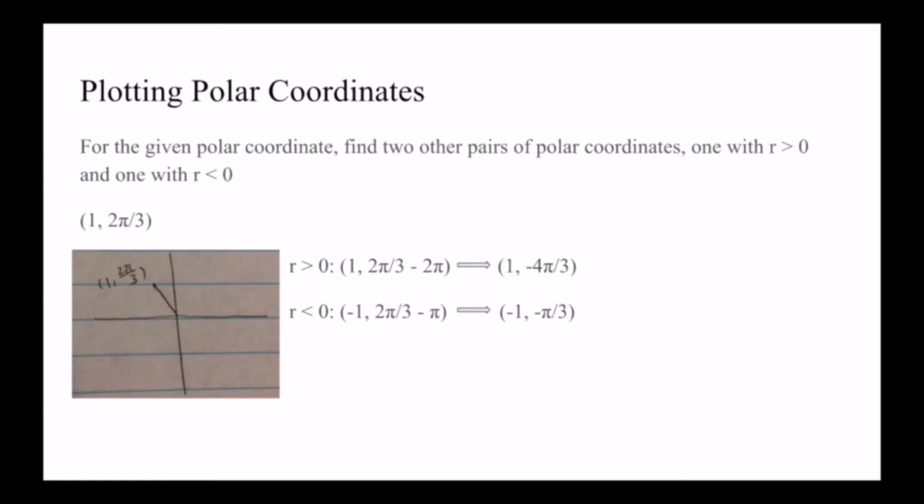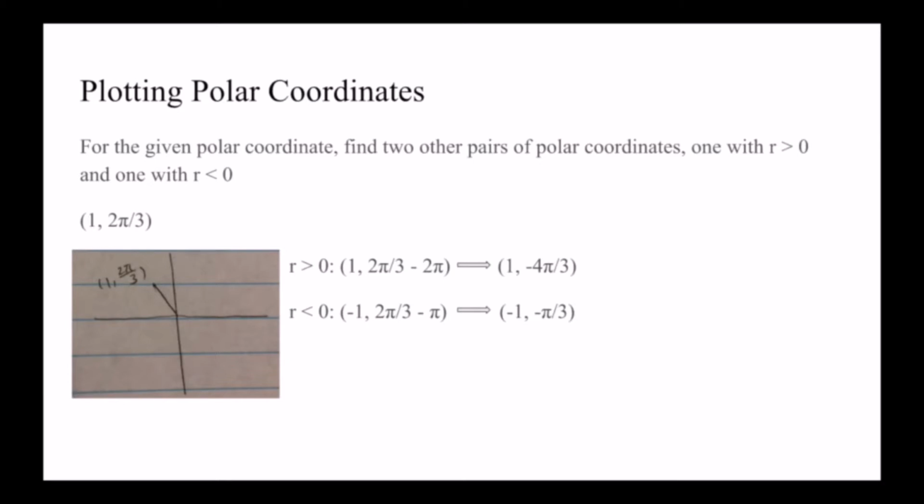Continuing on from plotting polar coordinates, if given a question that asks you to find two other pairs of polar coordinates, one with r greater than 0 and one with r less than 0, the first thing I would do is plot the point to see which quadrant it's in. So in this case, the point is (1, 2 pi over 3), which is in the second quadrant. And finding a point with r greater than 0 means finding a point that would still lie in the same quadrant as the original point.